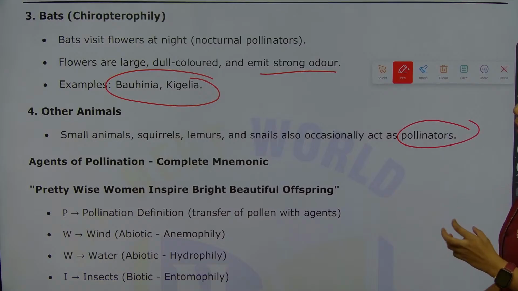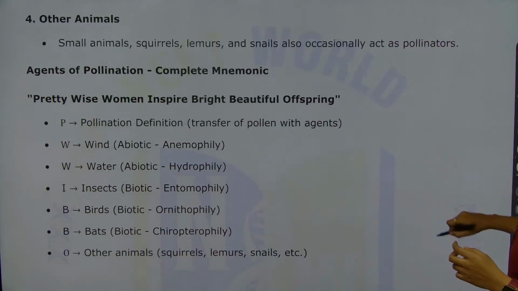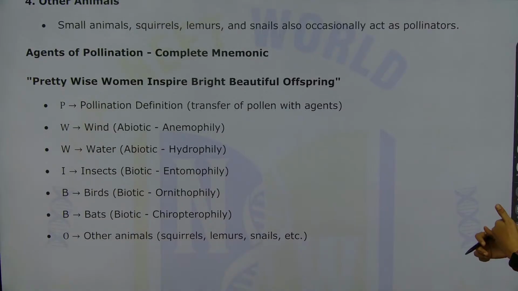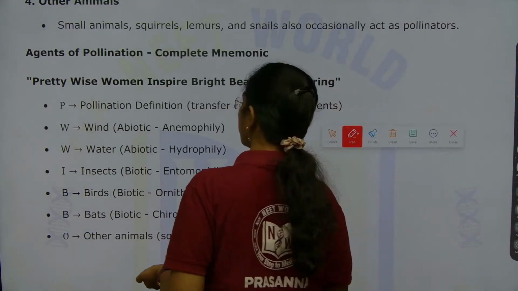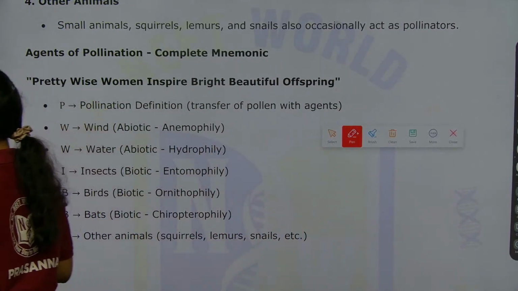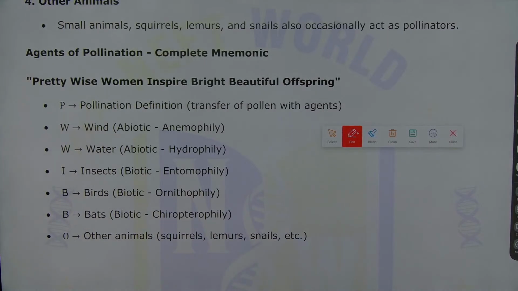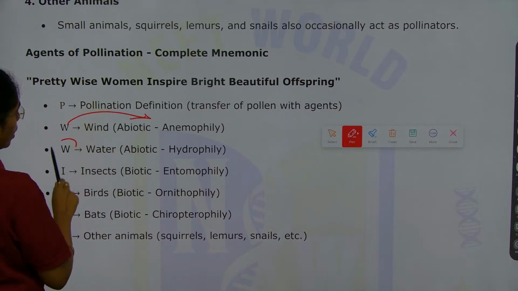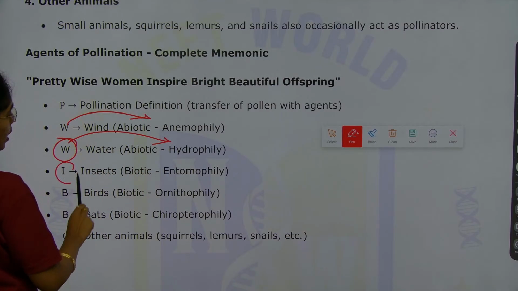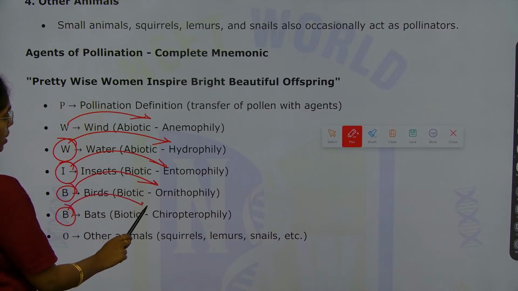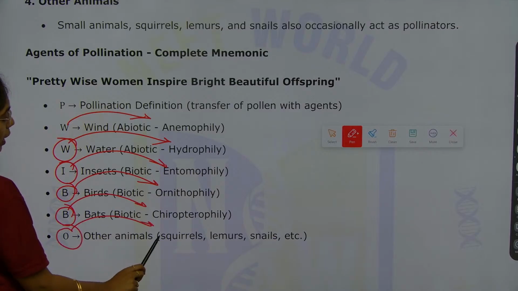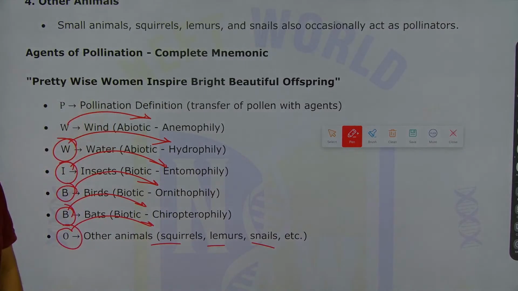So for the agents of pollination, here is the complete mnemonic: Pretty wise woman inspire bright beautiful offspring. Here, first P is pollination, whose definition you have to mention. W, wind, abiotic, anemophily. Then water pollination, hydrophily, insects, entomophily, birds, ornithophily, bats, chiropterophily, and other animals like squirrels, lemurs and snails. This is the best mnemonic to address this question.